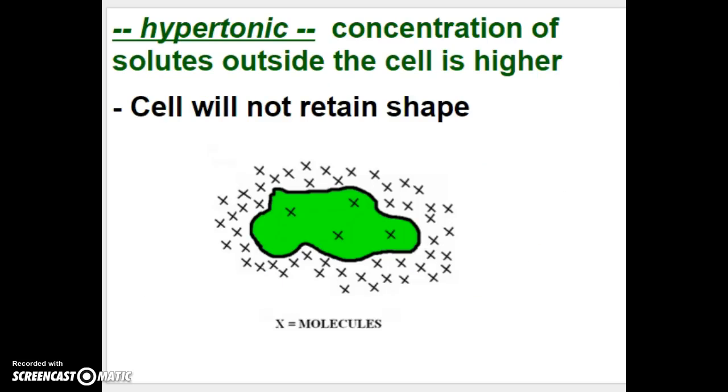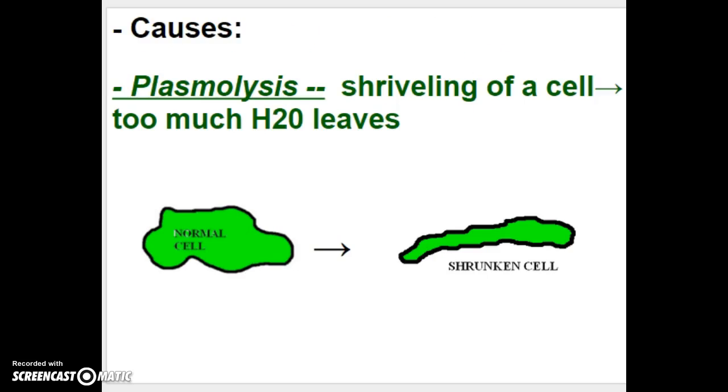A hypertonic solution is where the concentration of solutes is going to be higher outside of the cell. Hyper means more or above. Hypo means less or lower. Iso means the same. So in a hypertonic solution, the cell will not retain its shape. It will actually shrivel up due to plasmolysis. So the water in a hypertonic cell will leave and the cell will shrink.